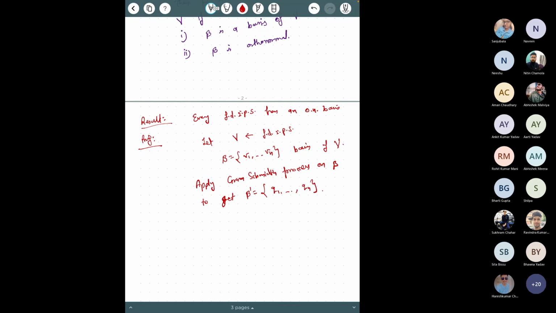No, sir. Why not? Sir, the length of Q1 is not equal to 1. Yes, so let's say we normalize this one. Is this an orthonormal basis? Yes, sir. Okay, so now you know that every finite dimensional inner product space has an orthonormal basis. This is very straightforward. So this implies B dash is an orthonormal basis.